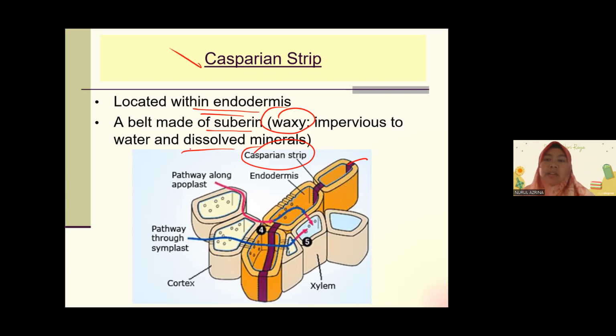Okay, how to understand? You just imagine this particular pen drive. This is one of the endodermis cells. Around this pen drive, or around this endodermis cell, is the Casparian strip. So meaning to say, you cannot pass through the wall unless you cross the plasma membrane.